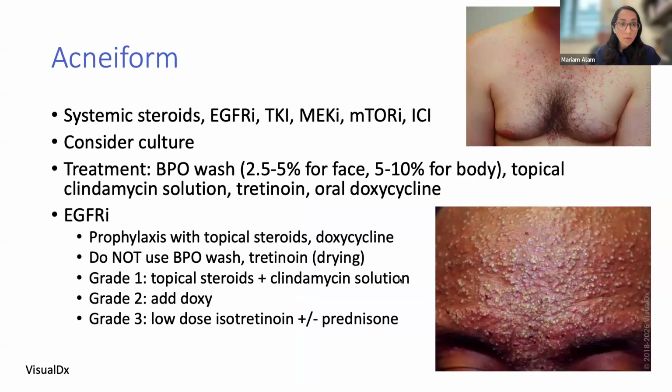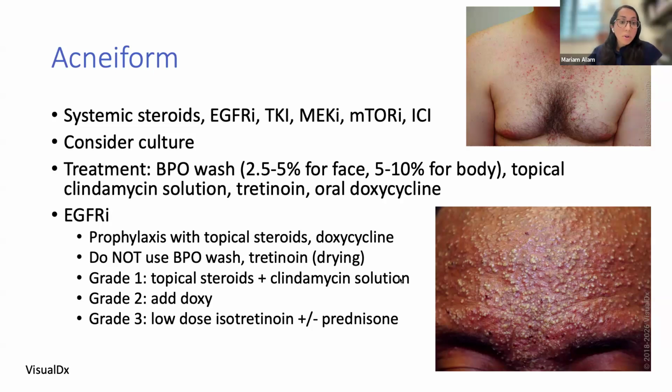I think we see these most often in people who are on systemic steroids or patients who have cancer who are getting EGFR inhibitors, tyrosine kinase inhibitors, or MEK inhibitors. Anytime you see pus on the skin, I would consider culturing it because it could always be a folliculitis, and that's something that's relatively easy to treat. Our treatment is similar to our standard acne treatment, where we do a benzoyl peroxide wash, topical clindamycin, tretinoin, and sometimes, of course, an oral doxycycline.